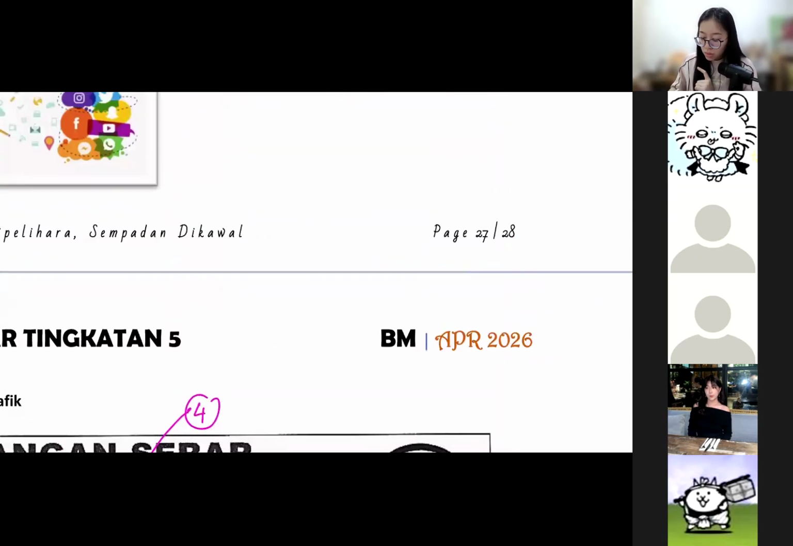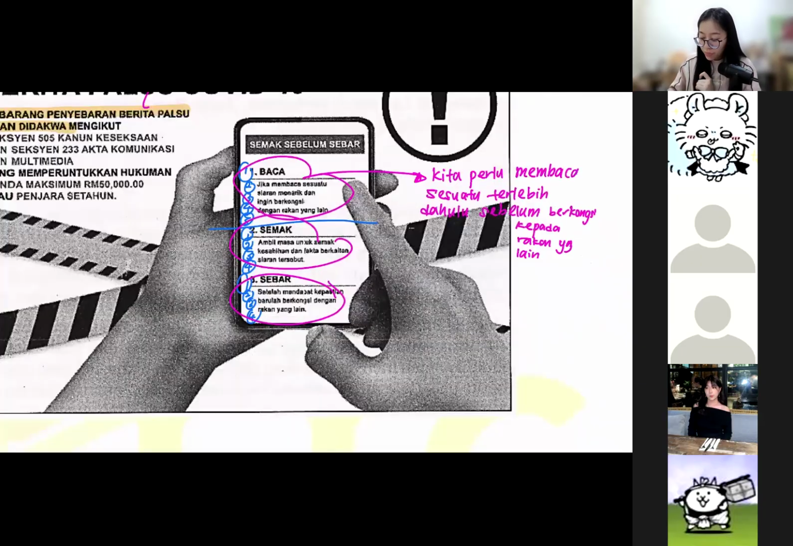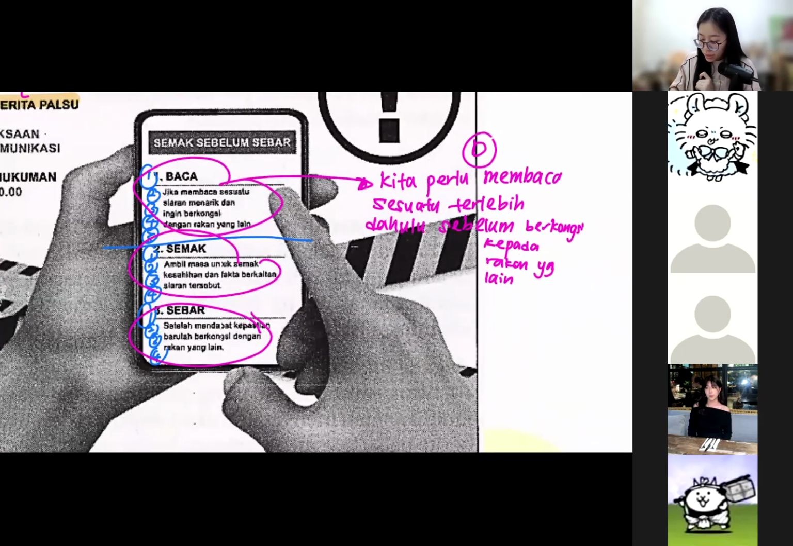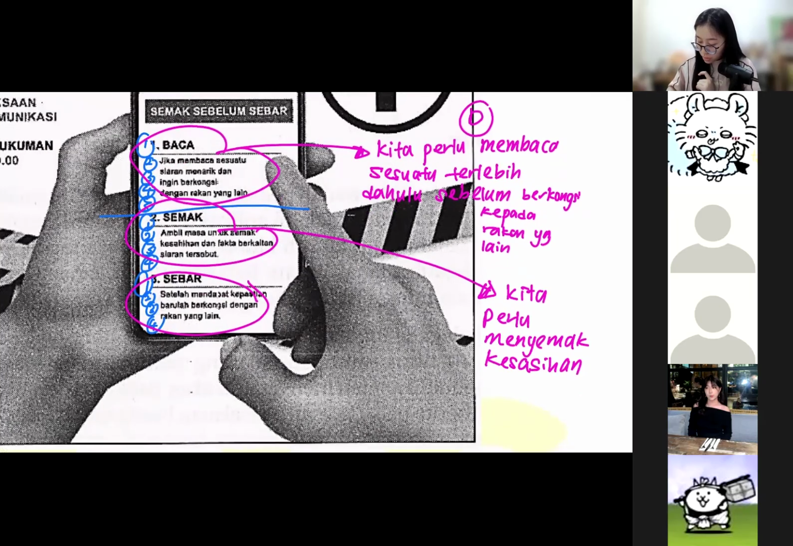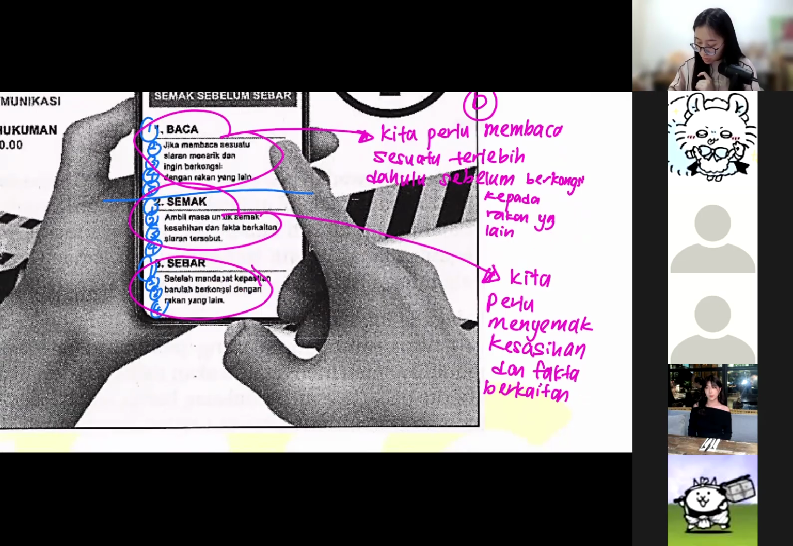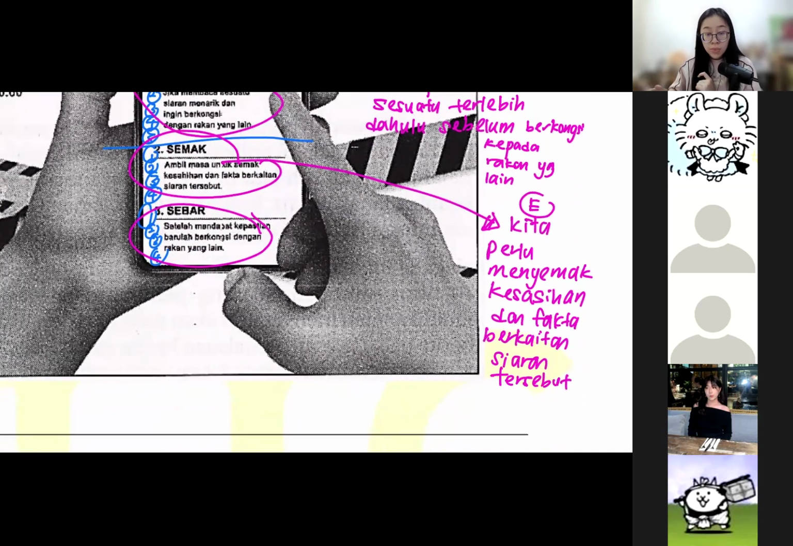So this one will be what? This is A, B, C, D. Okay, semak. Kita perlu menyemak kesahihan, which is whether is it true, dan fakta berkaitan siaran tersebut, which is like the news. So it is E.